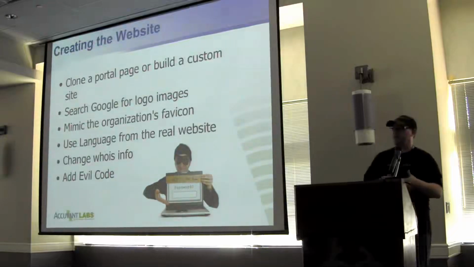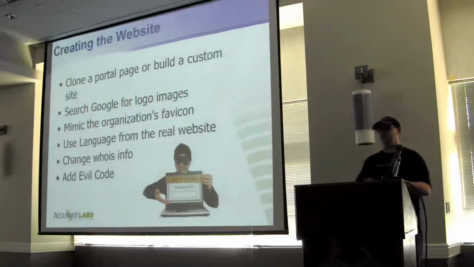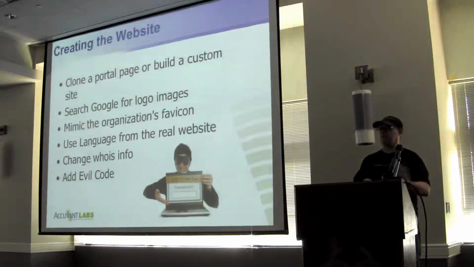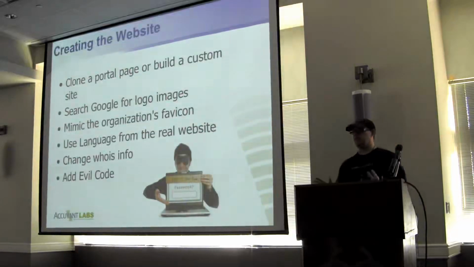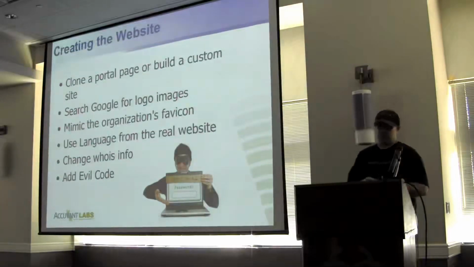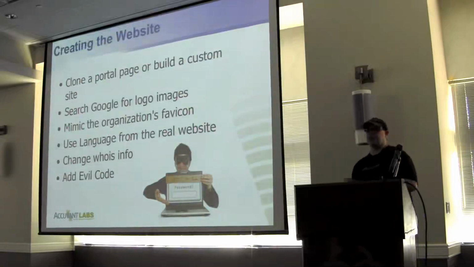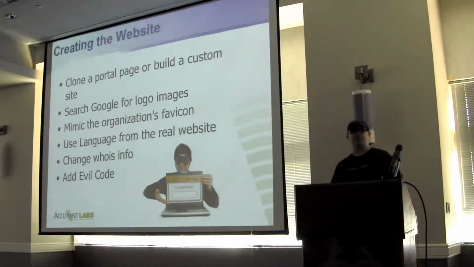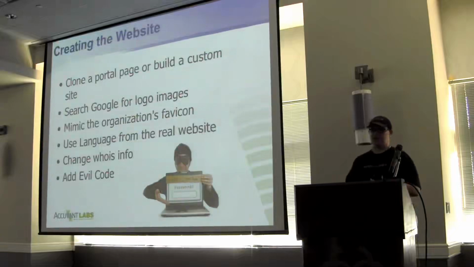A lot of times you might have to do a little bit more searching for their actual portal pages, because the image that they use for the customer is usually different than the image that they use for their internal staff. You want to mimic the organization's favicon, right? That little thing up at the top of the different tabs. That doesn't sound like much, but if you can throw that up there, it's just another level of trust that gets built. Use language from the real website. We often look for different security statements, things like being monitored, those types of things. We'll copy and paste it straight out of there.